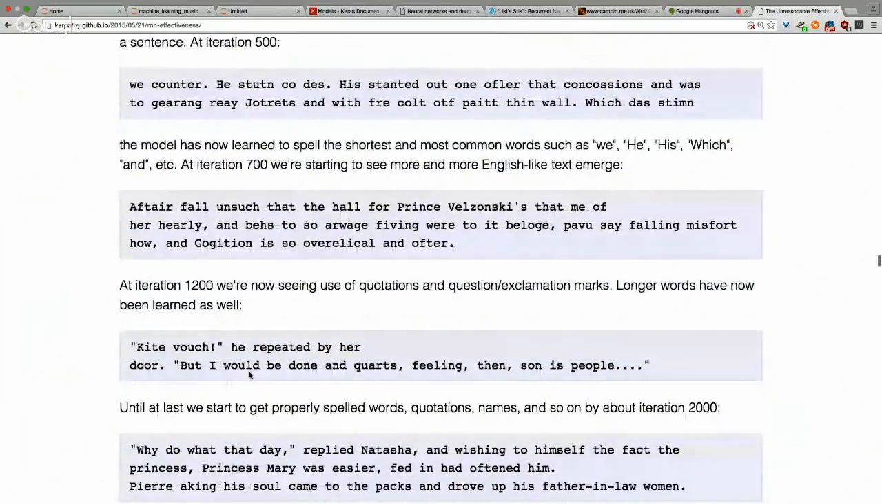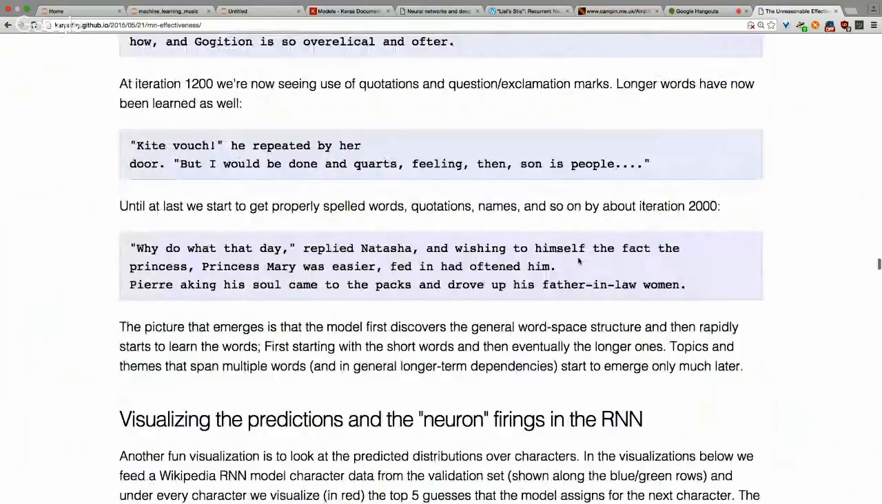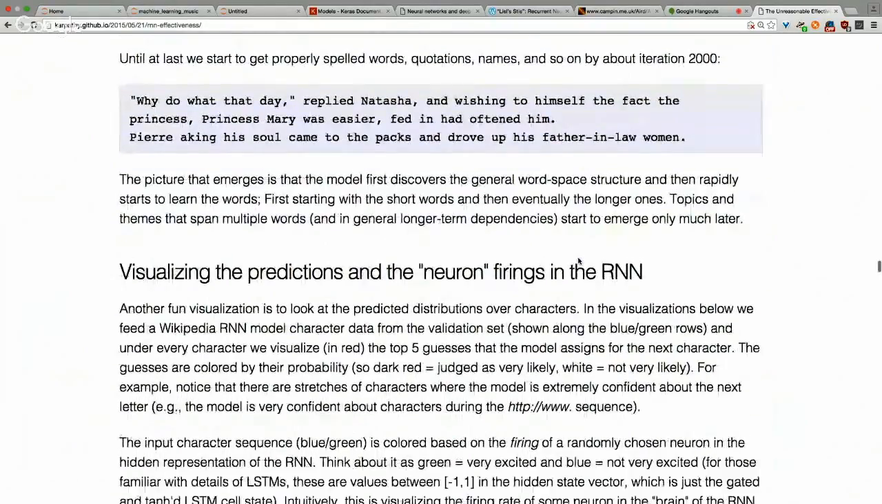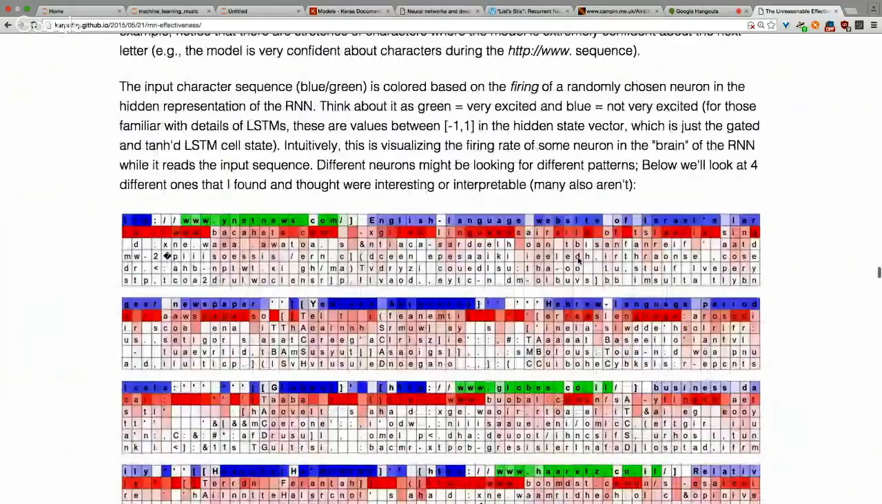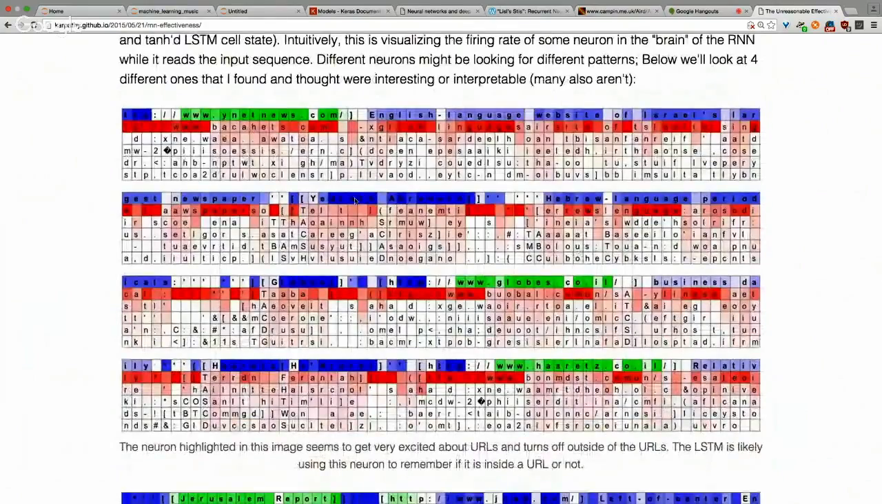Getting closer, kite vooch. And there we go. You get to this point where it's not a sensical sentence, but I'm not seeing immediate mistakes. Oh, okay, so here we go. This is not actually a helpful visualization because I'm even having a hard time explaining it.